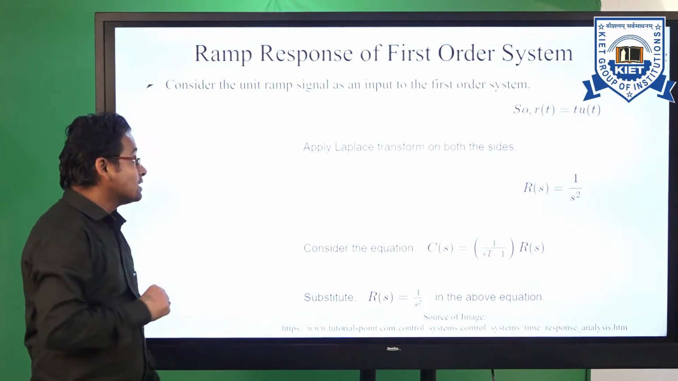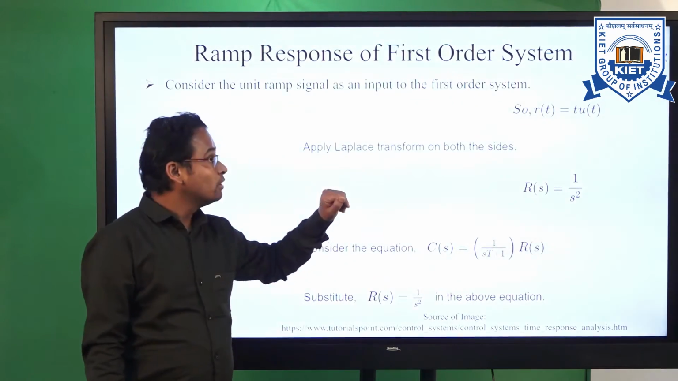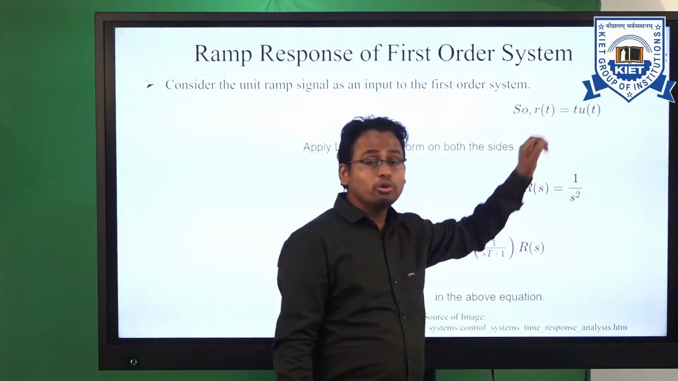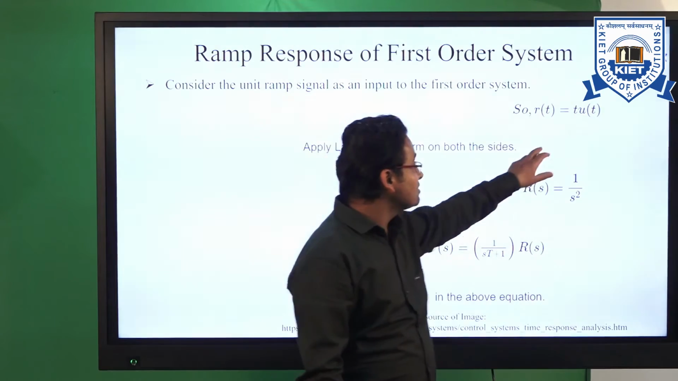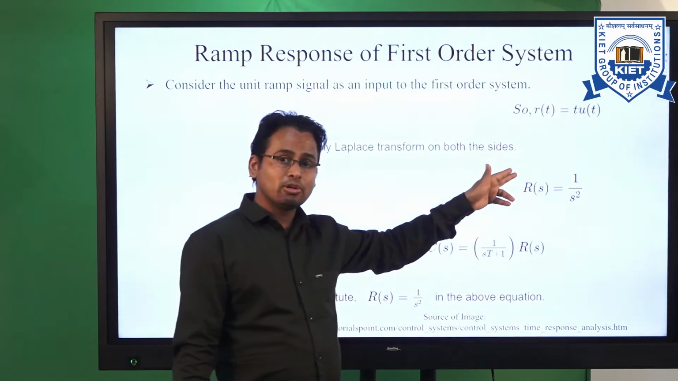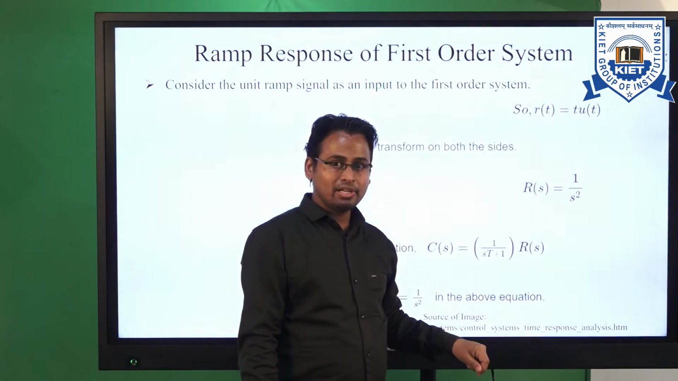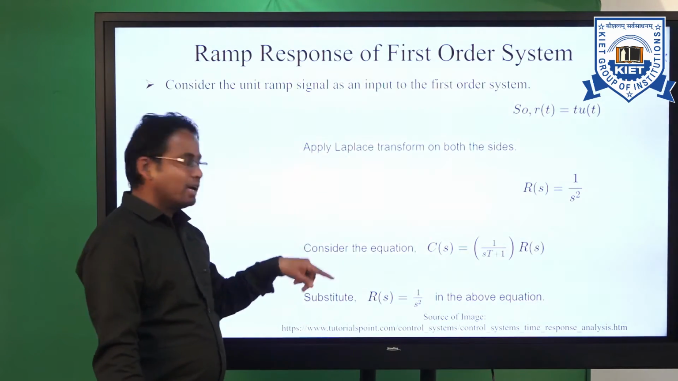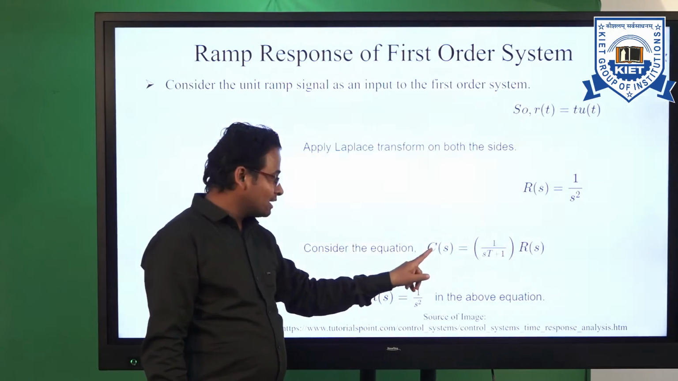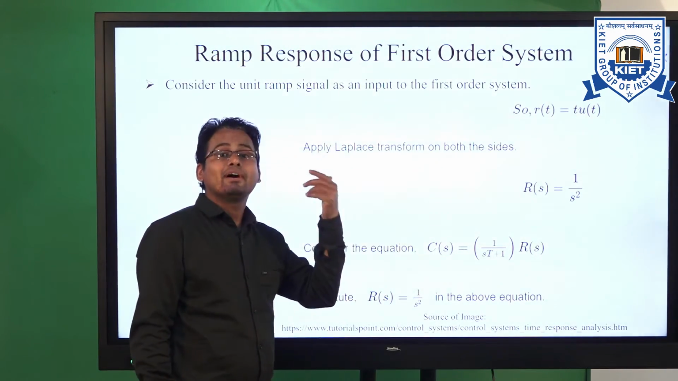So consider the unit ramp signal as an input to the first order system. In this particular case, r(t) is equal to t into u(t). Look, that is the function t into u(t). Take the Laplace transform of this particular term, then it becomes 1 by s square. Clear? Now we know that in the last lecture we calculated the response C(s) for first order system when subjected to unit step. Now it is subjected to unit ramp.